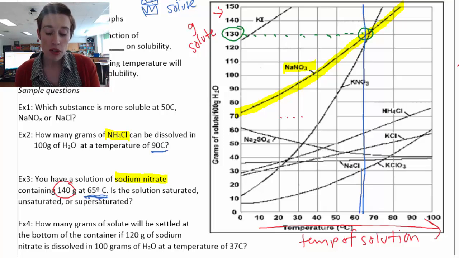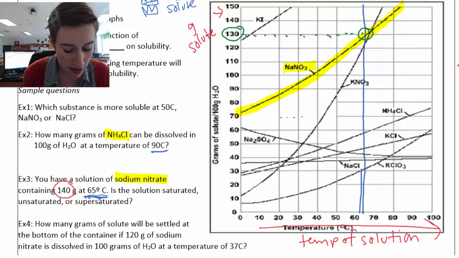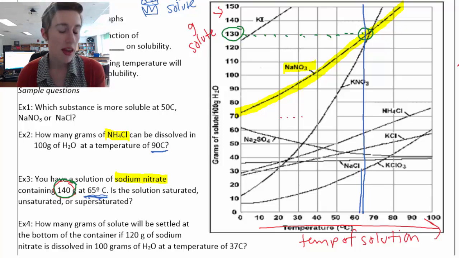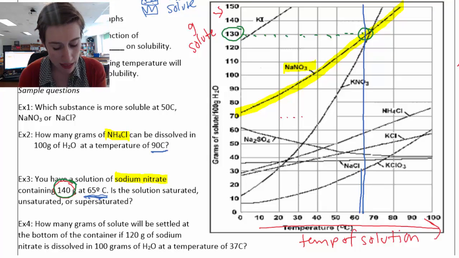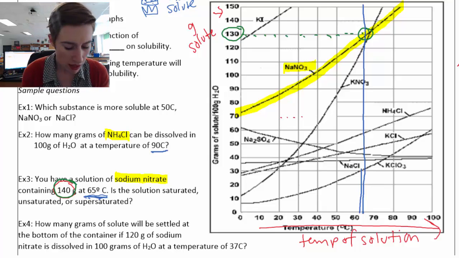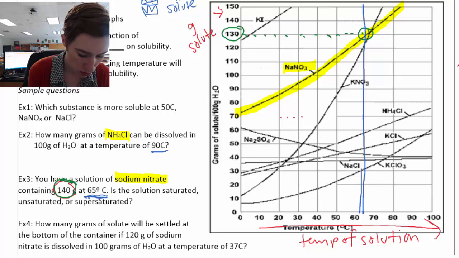So what we know about this chart is this chart tells us that at 65 degrees, sodium nitrate will have 130 grams dissolved. Let me say that again. At 65 degrees, sodium nitrate will be able to dissolve 130 grams. This question tells us that there's more than 130 grams dissolved. It says it contains 140 grams. And let's say that it's 140 grams fully dissolved. Let's just assume that all of that is fully dissolved, okay?